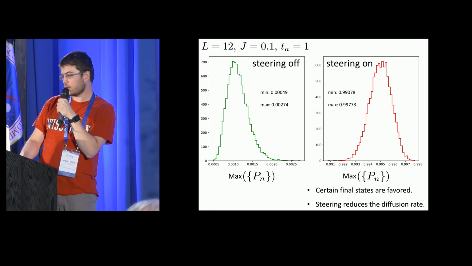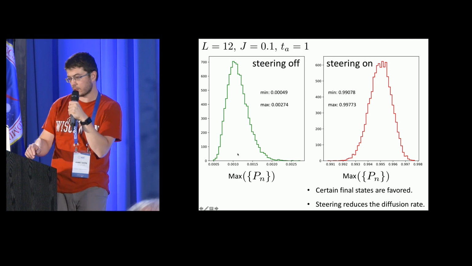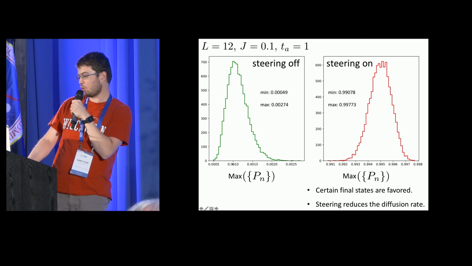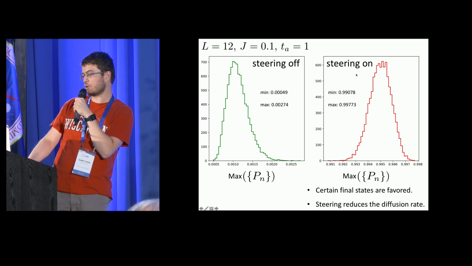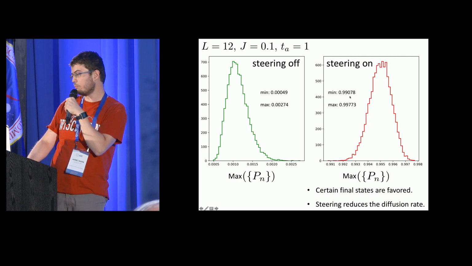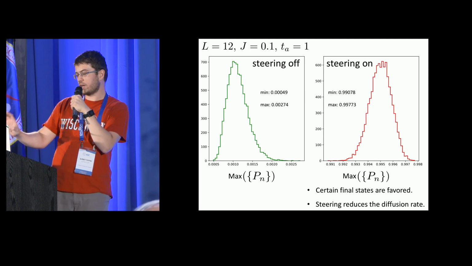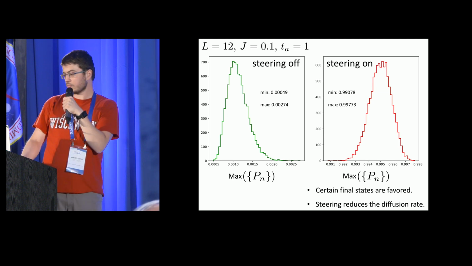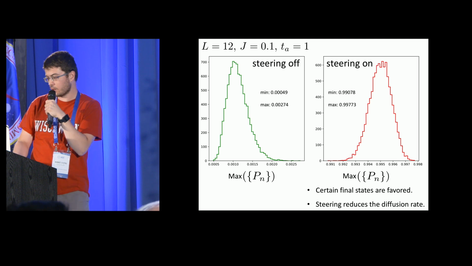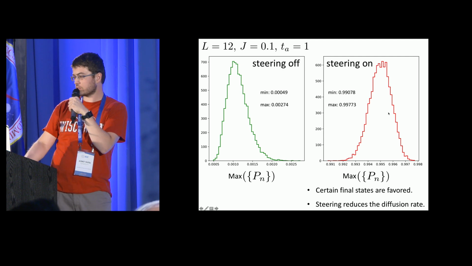Here for J equals 0.1, if we don't have steering, then the maximum PN distribution this time is much smaller compared to if we turn on the steering. So we don't know which state we are at. We are just looking at the maximum PN. Then if we turn on the steering, the minimum max is larger than 99%. This means that the state is localized in a certain eigenstate at the final time, and some final states are favored. We have less diffusion when the steering is on.